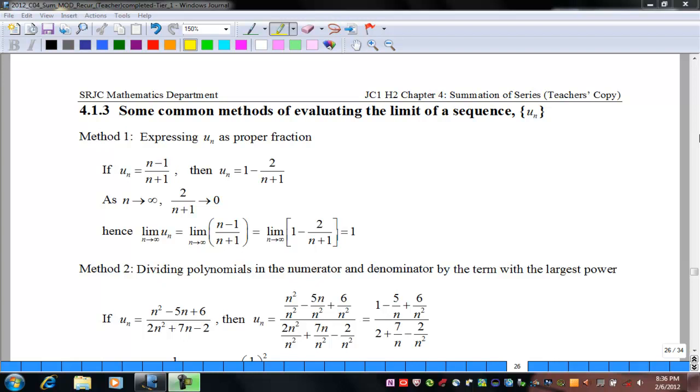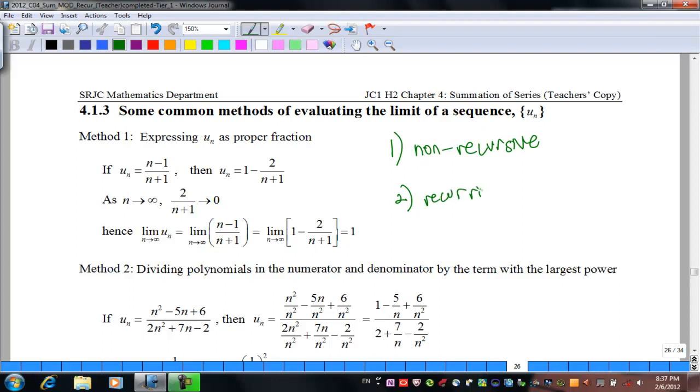In this lecture, we will study various methods of evaluating the limit of a sequence. Firstly, we will focus on sequences which are non-recursive, that is, sequences which are not defined in terms of the previous terms. And in the second part, we will then go on to look at recurring sequences.